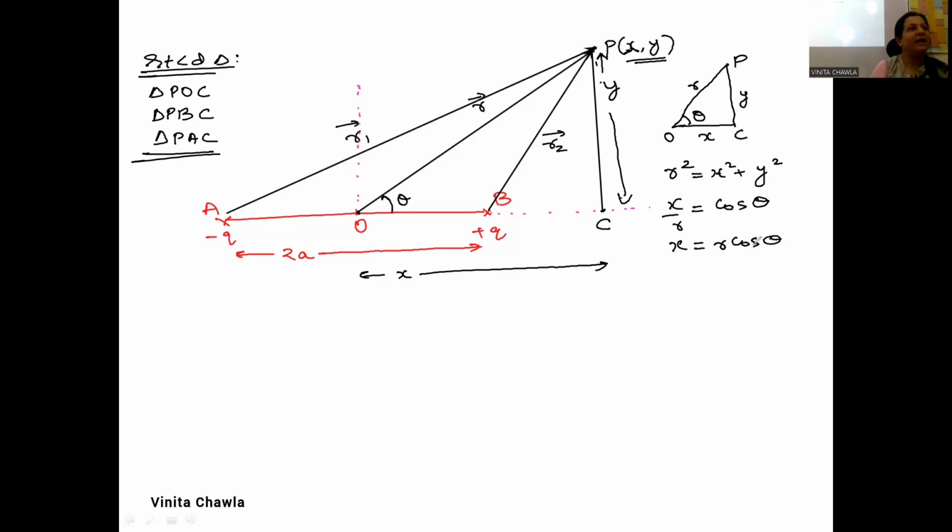And we can write X and Y in terms of R because R we know, X we don't know. So we need to write X and Y in terms of R. Similarly we can write for Y. Y upon R is perpendicular upon hypotenuse. Y upon R is sin theta. So Y is equal to R sin theta.